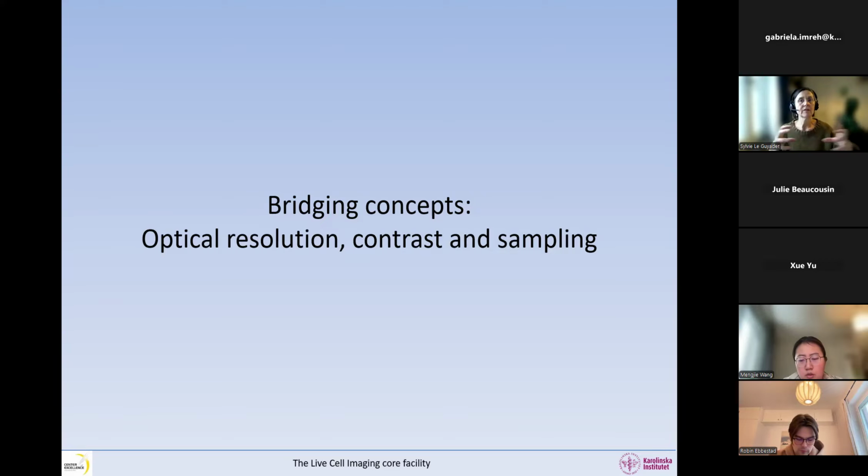There is a little bit of a, let's say, I'm going to add some information today about contrast, sampling, and optical resolution. And so I want to put the pieces of the puzzle together today. So, bridging concept: optical resolution, contrast, and sampling.